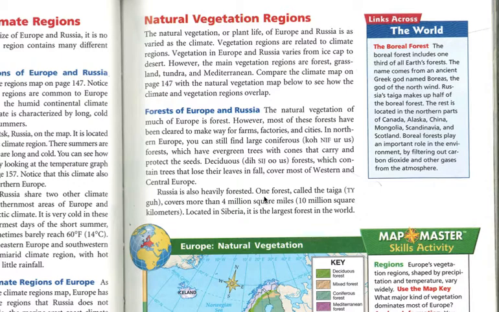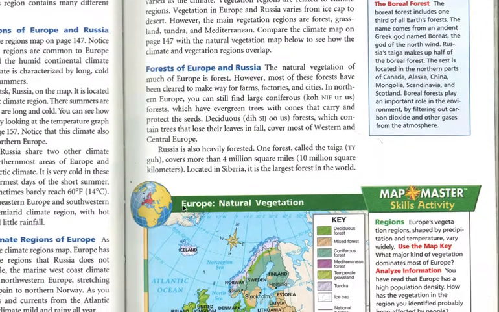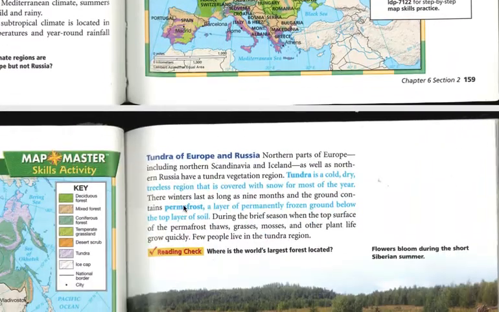Russia is also heavily forested. One forest is called the taiga. It covers more than 4 million square miles. It's huge. Located in Siberia, it is the largest forest in the world.